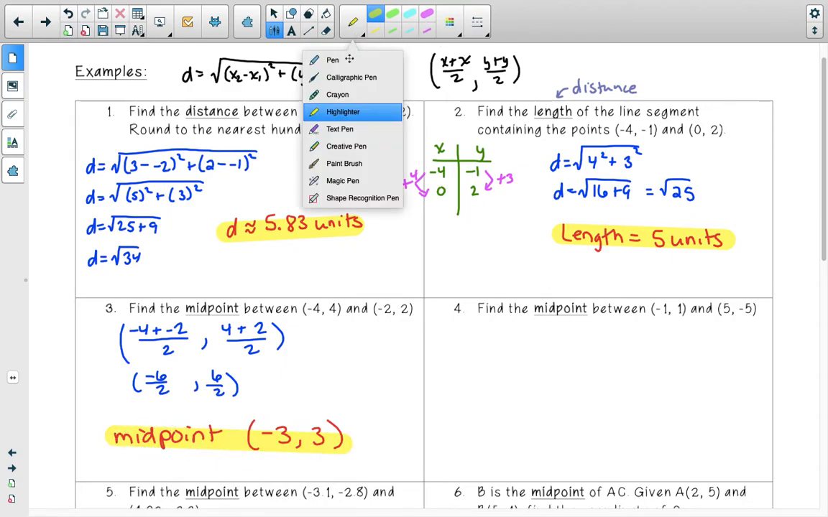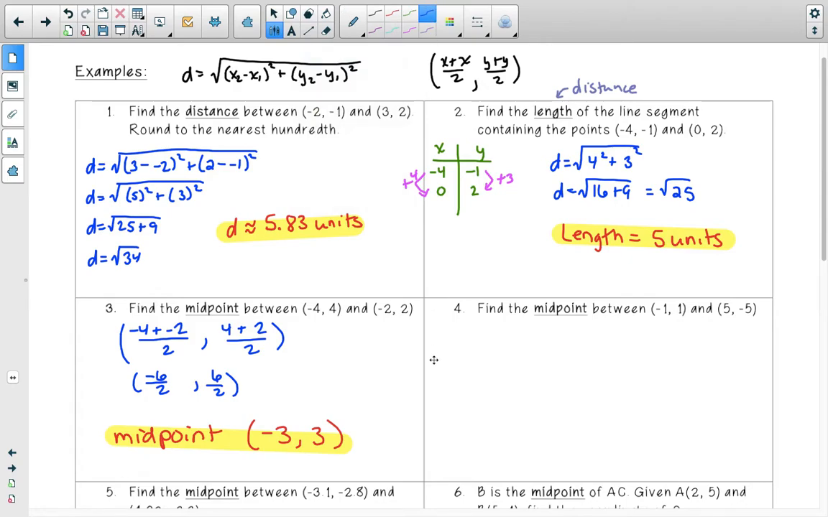Question 4 says to find the midpoint of these two coordinates. So again, we're going to take our x's, negative 1 plus the 5. We're going to divide by 2, comma, because it's a point. Take our y's, 1 plus our negative 5 is our other y. All that divided by 2, close parentheses.